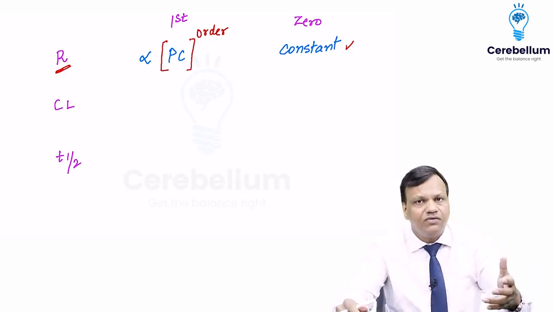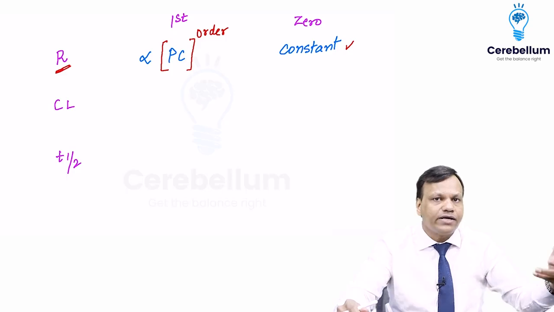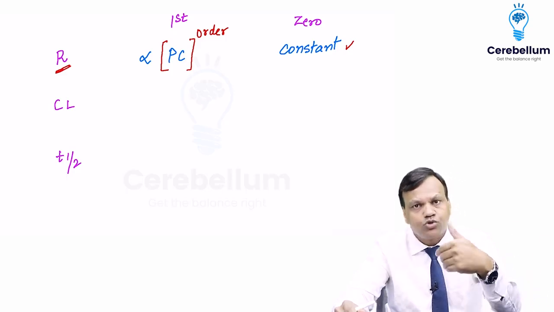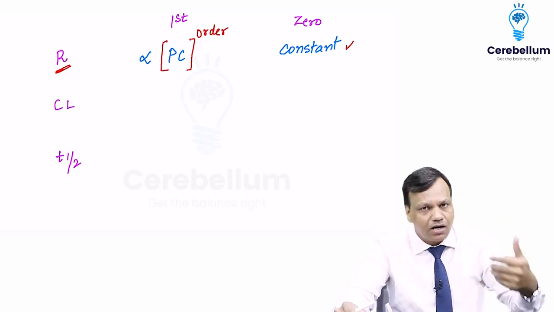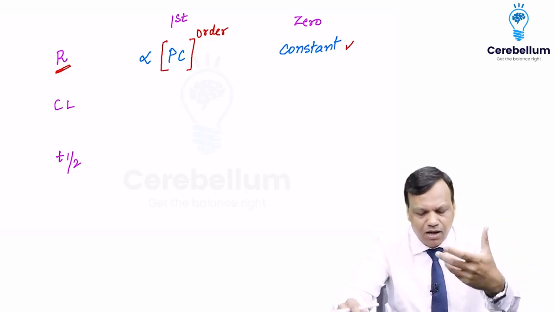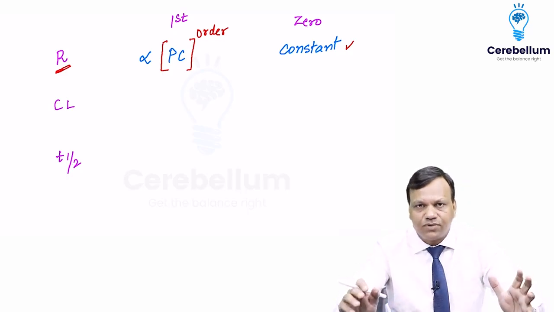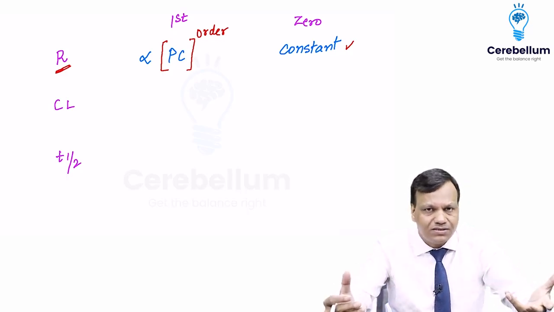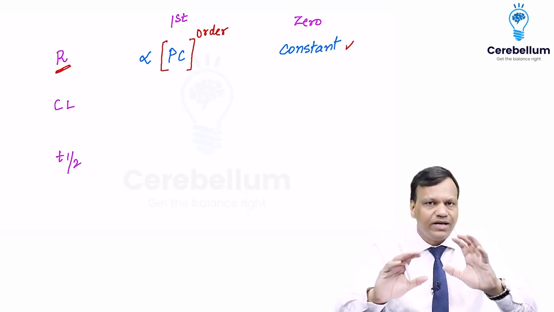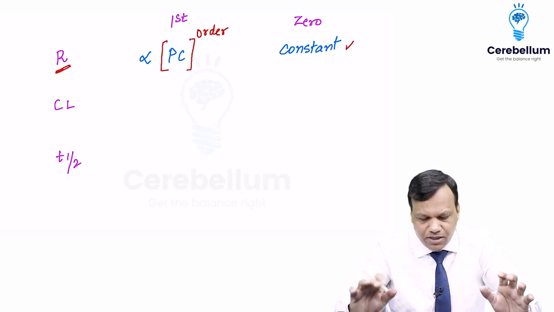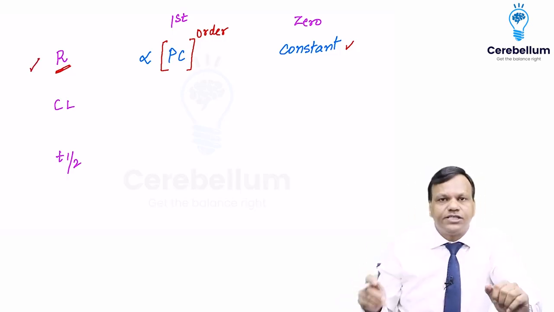Now similarly, we have second order, third order kinetics also. In second order, rate of elimination will be proportional to the square of plasma concentration. In third order, the cube of plasma concentration. These kinetics are followed by radioactive substances, and we do not use them as drugs. That's why in pharmacology, we mainly limit our discussion to first order and zero order kinetics. Okay, so this is first, rate of elimination.